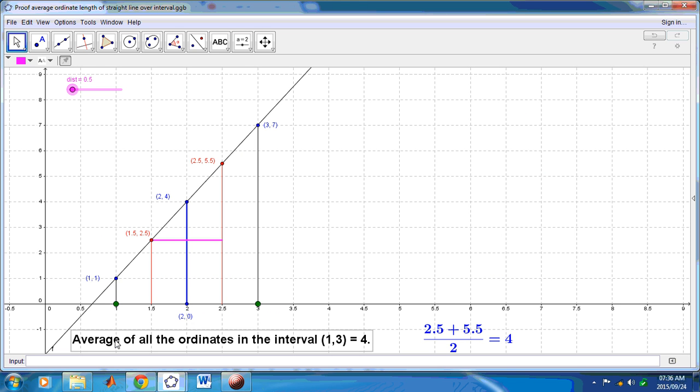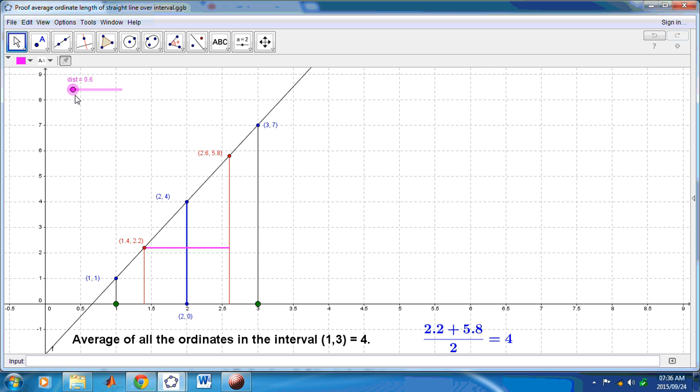So let's close that applet and look at the next one, which just gives us a little example here of what I mean with the average of all the infinites with a straight line, and then I'll continue on to a nonlinear curve. So over here, if we want to know the average between these two vertical lines, what do we do? We just add 2.5, which is this length and this length here, and divide it by 2, right?